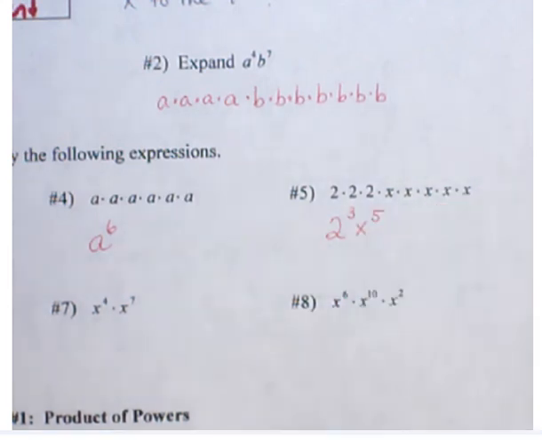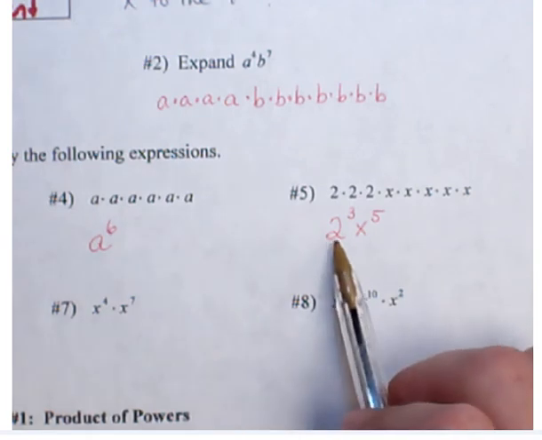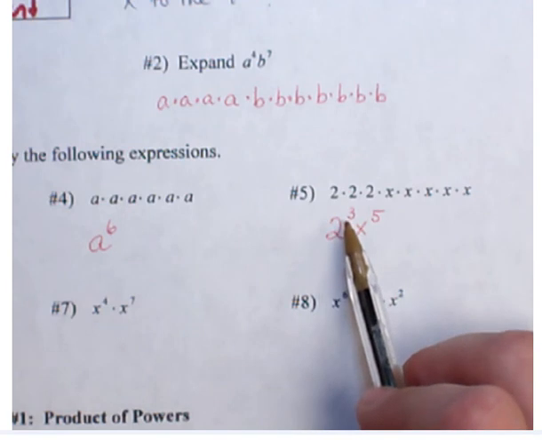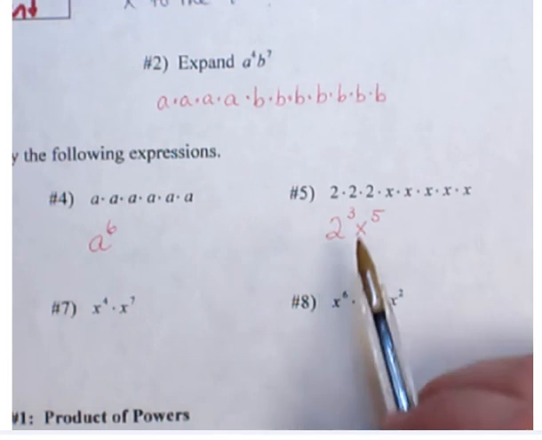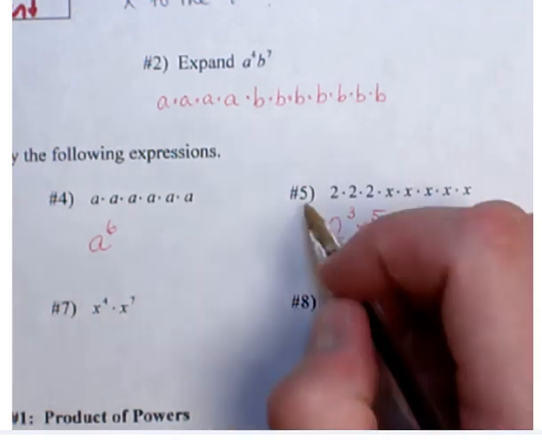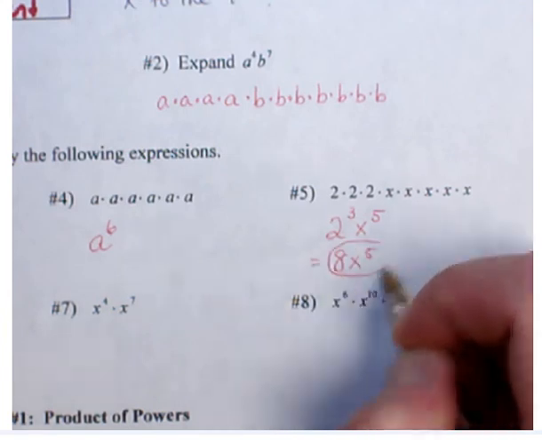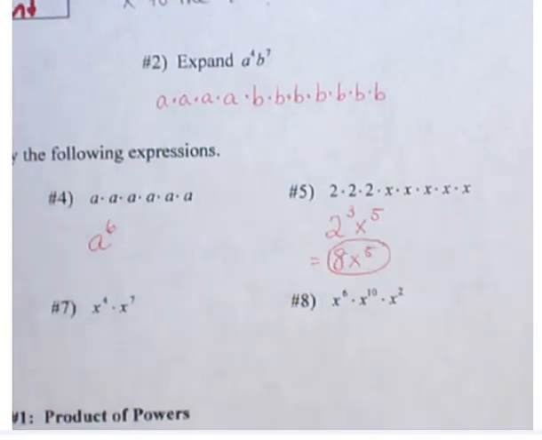2 to the 3rd, x to the 5th. Now one thing we do, if your base is an integer, 2 raised to the 3rd, we can simplify that. 2 times 2 times 2 is not 6. It's going to be equal to 8x to the 5th. That is simplified. 8x to the 5th.